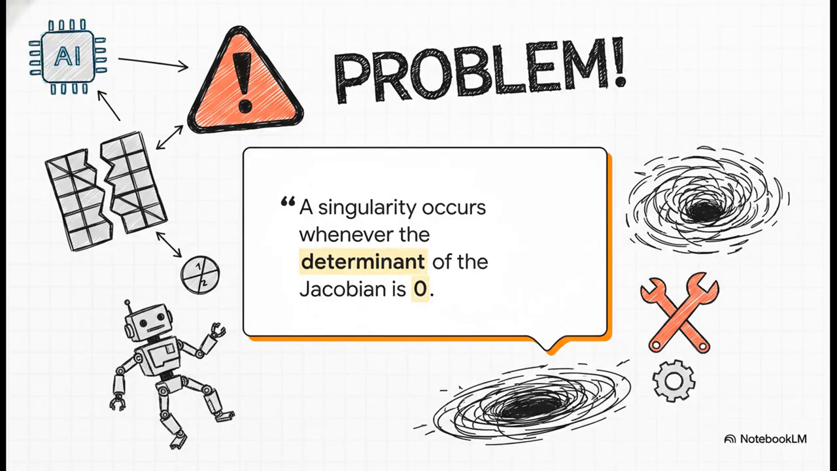So here's the rule that engineers live by. They calculate a single number from this matrix. It's called a determinant, and it acts like a warning light. If that number ever hits zero, bam, mathematical red flag. It's basically the same as trying to divide by zero in the robot's motion equations. The math breaks, and that signals a singularity.